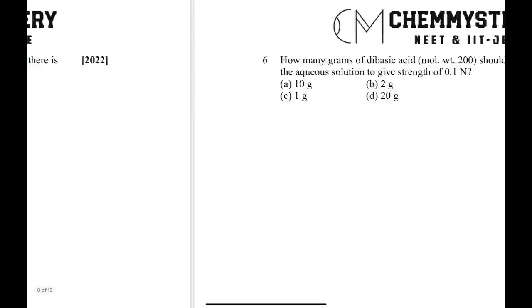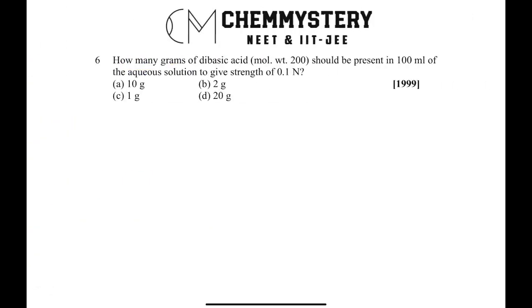Okay, next one. How many grams of dibasic acid? Again, you need to find the given mass. The dibasic acid's molecular weight given to you is 200. It should be present in a volume of solution of 100 ml of aqueous solution. Strength is given in terms of normality, 0.1 normal. So how many grams of dibasic acid is present in a solution so that the strength becomes 0.1 normal and the volume of that solution is 100 ml? This is the question, right?